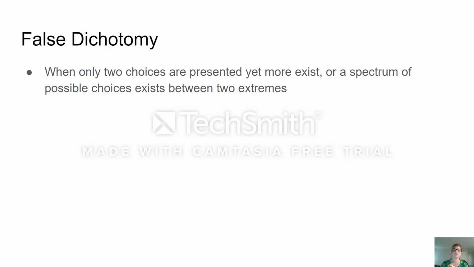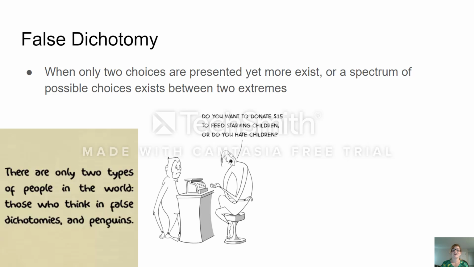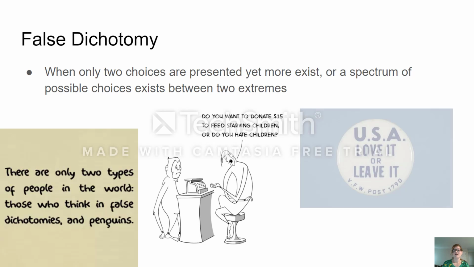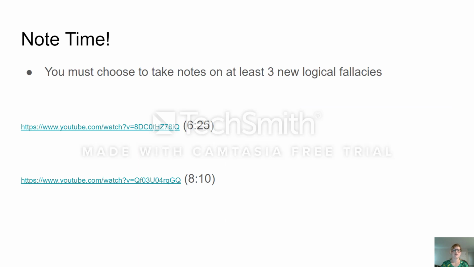False dichotomy is when you give only 2 choices, but there's more that exist. So, like this one, there are only 2 types of people in the world. Those who think in false dichotomies and penguins. That's a false dichotomy. Do you want to donate $15 to starving children, or do you hate children? I could love children and just not have $15 to spare. Or USA, love it or leave it. I can live here and still not love it, or I can leave it and have already loved it. Like, there's more options than just those 2.